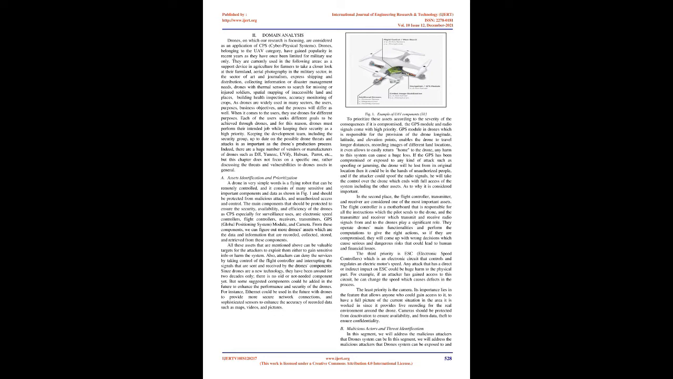A drone in very simple words is a flying robot that can be remotely controlled, and it consists of many sensitive and important components and data as shown in Fig 1 and should be protected from malicious attacks, and unauthorized access and control. The main components that should be protected to ensure the security, availability, and efficiency of the drones as CPS especially for surveillance uses, are electronic speed controllers, flight controllers, receivers, transmitters, GPS, global positioning system, module, and camera. From these components, we can figure out more drones assets, which are the data and information that are recorded, collected, stored, and retrieved from these components.